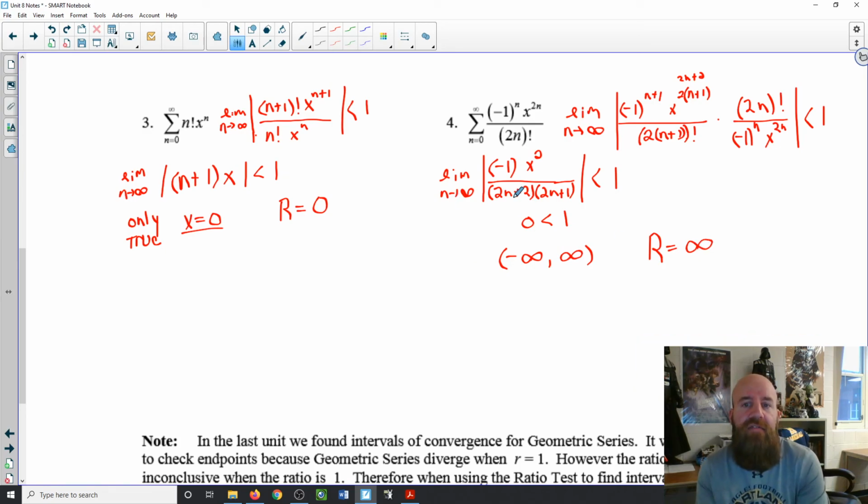And the radius of convergence is infinity. Anytime you have a limit equaling 0, this is what's going to happen: you're going to have an infinite interval of convergence. And back to example 3, anytime your limit is infinity, this is what you have to do. The radius is 0, and there's no interval. We just have this value x.